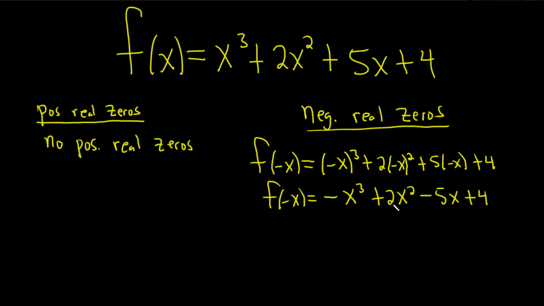To count sign changes, you just count sign changes. So we have 1 here because it goes from negative to positive. We have 1 here because it goes from positive to negative. And we have 1 here because it goes from negative to positive. So we have 3 sign changes.